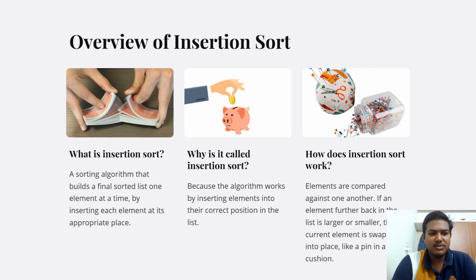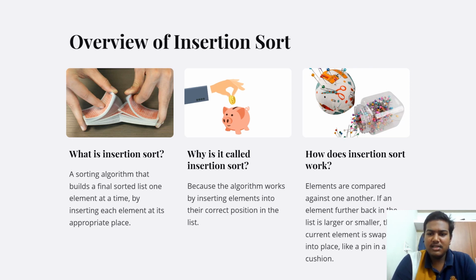What is insertion sort? A sorting algorithm that builds the final sorted list one element at a time by inserting each element at its appropriate place. Why is it called insertion sort? Because the algorithm works by inserting elements into their correct position in the list.